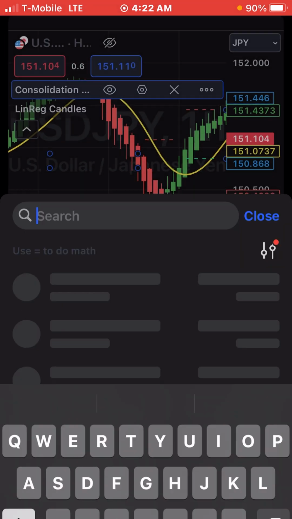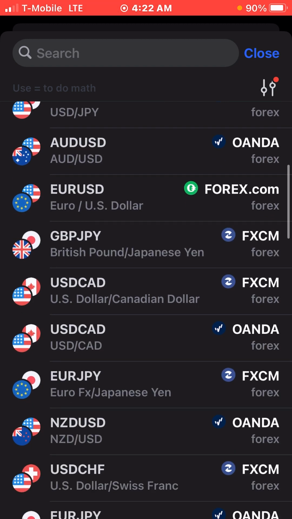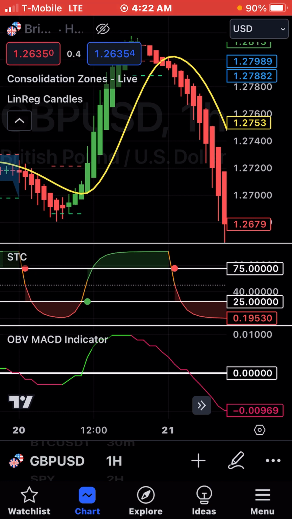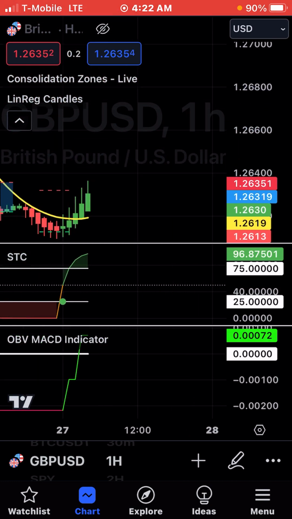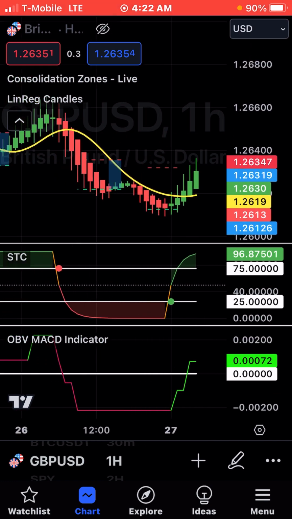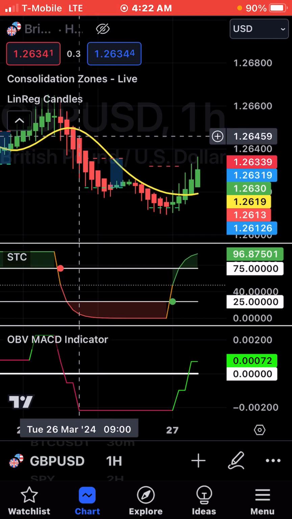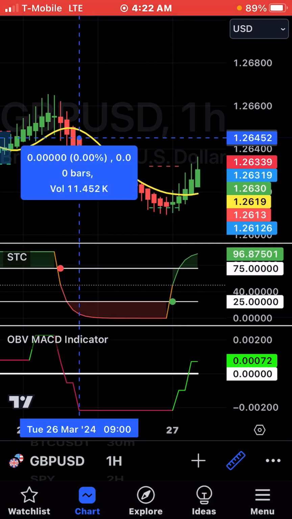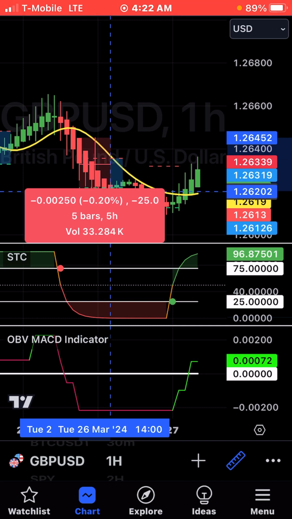So let's go ahead and look at a couple more Forex pairs and see how well this works. Let's do the British pound, see if it works well for that one. So right here we see the red candle going down the linear line. We also see that on the MACD, so that would be a good entry point right about here. If you rode this out, that's about 250 pips.